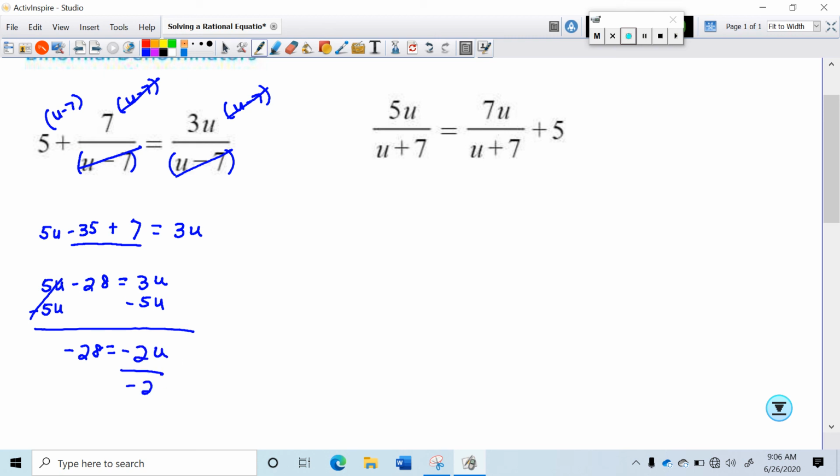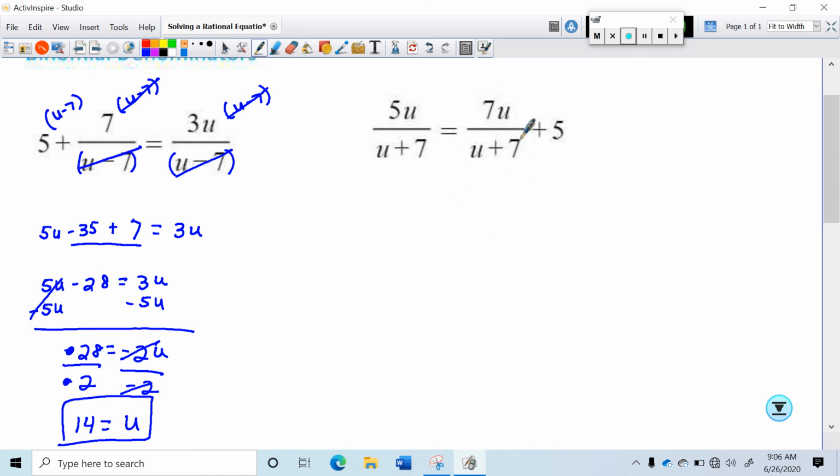Divide both sides by everything stuck to your variable, so negative 2. Negative on the top cancels with the negative on the bottom. 28 divided by 2 is 14 equals top cancels with bottom in a fraction if it's the same thing. And then I've got u. So the answer is 14.